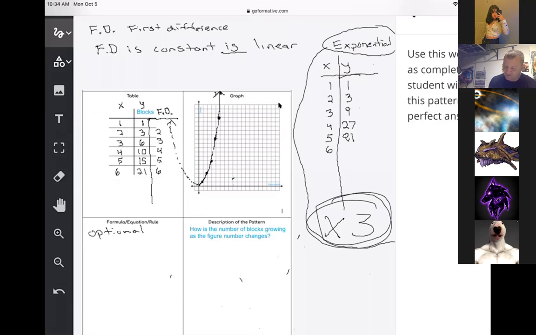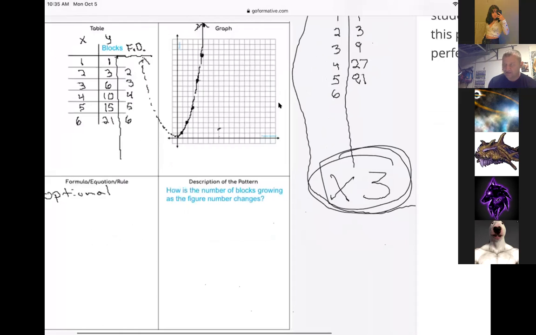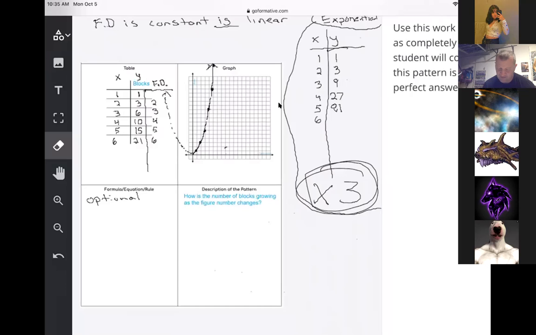If you want to try to get a rule there, you can. Now, here's where I'm not just going to give you the answer. This is something that I would really probably grade, because this shows me that you've picked up what you're supposed to pick up. Describe or give a description of the pattern. How is the number of blocks growing as the figure number changes?